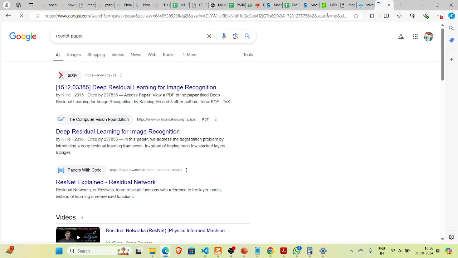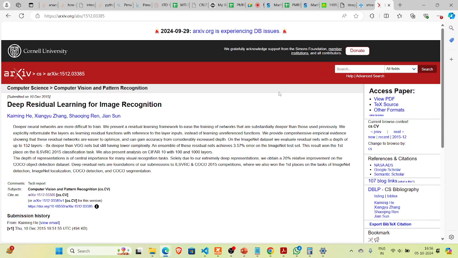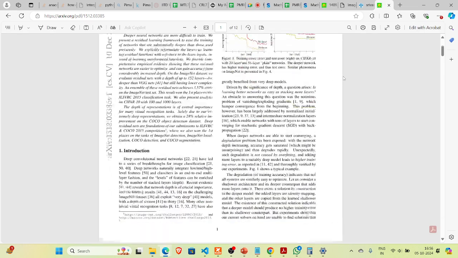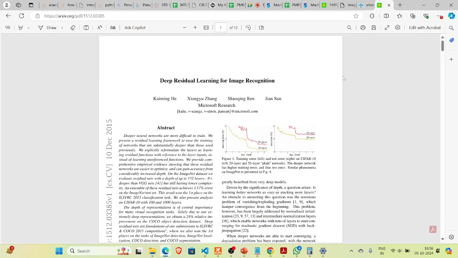Okay, which introduces why this skip connection is very important. So let's see that paper as well. So it is this, you can see.